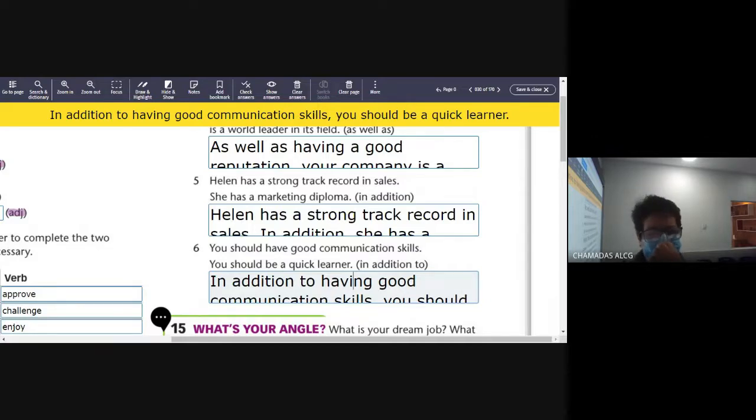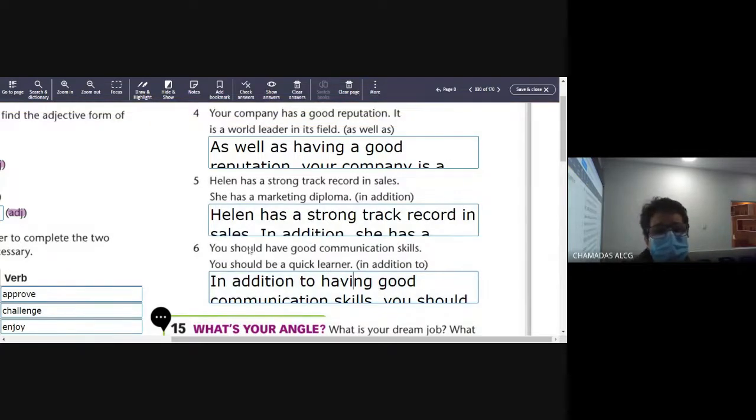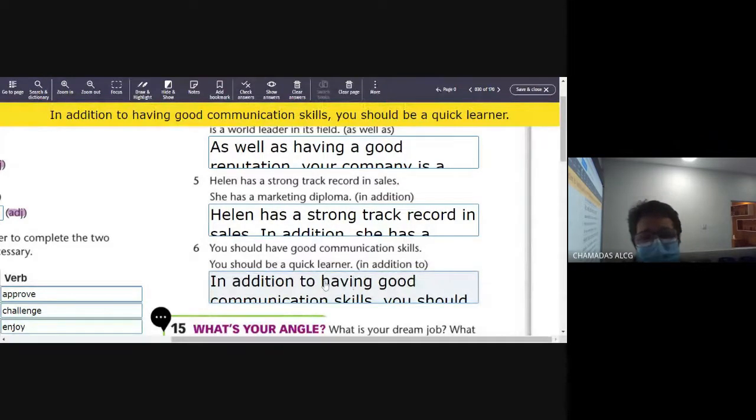Why did you put should? In addition to... Because here we have to have those two characteristics. We should have good communication skills and we should be a quick learner. So in addition to having, I'm saying that both are important. Having good communication skills and also being a quick learner. So in addition to this, you should, okay? It's just another way of saying. All right, people.